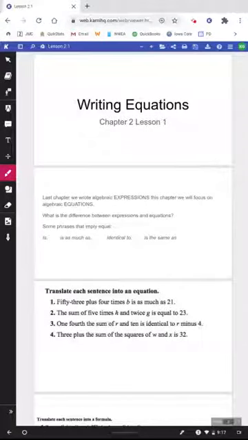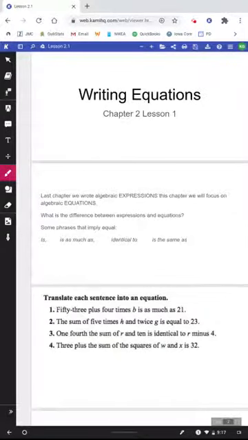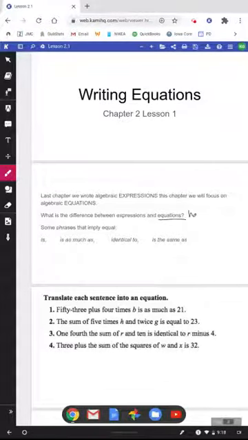Okay, Chapter 2, Lesson 1, Writing Equations. Last chapter we wrote algebraic expressions. In this chapter we will focus on algebraic equations. So what is the main difference between expressions and equations? Equations have an equal sign. So in these ones we'll actually be able to solve after we write the equations.